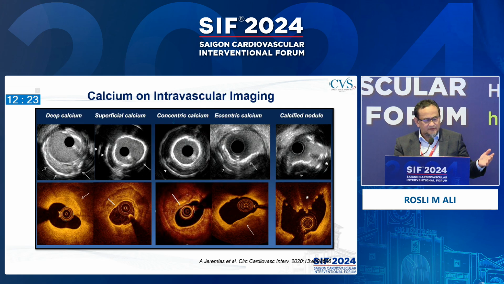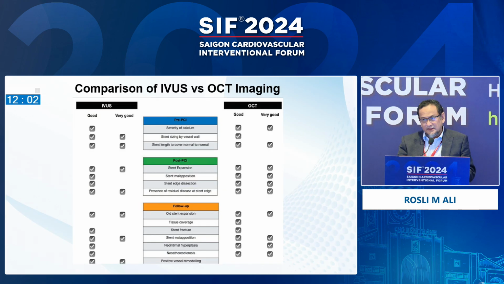There are various types of calcification. I'm just showing you 5. There's also a different calcified nodule. Deep calcium, what it looks like in intravascular ultrasound and OCT, superficial, concentric, eccentric, and calcium nodule. And we now know that there is a non-eruptive and an eruptive calcium nodule. There are certainly differences between OCT and IVUS. It depends on what you have. Apparently in Vietnam, I hear there are no OCTs. But you really have to know the advantages and disadvantages of one or the other.